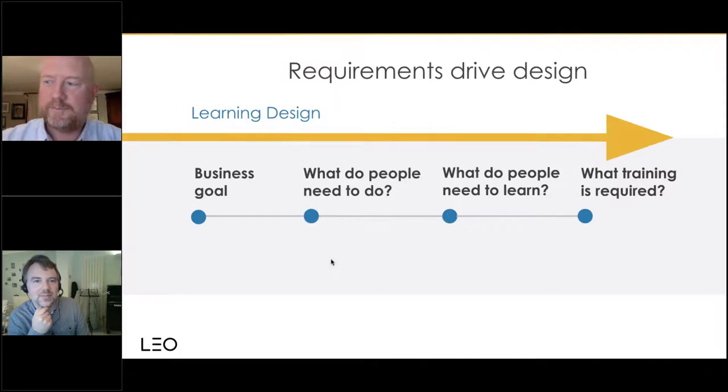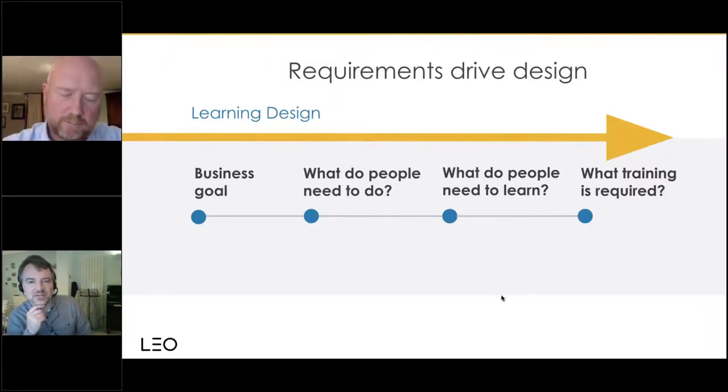Great. So I'm talking about measurement, and I'm showing you a slide about design, which says requirements drive design. But I think this is an important point to make: the design that we do, and this has been the way we work since I joined the company, is that what we create is driven by business goals. There was a big picture requirement, and we make sure as designers that we're aware of that, and we have a logical flow from this is the business goal, what is it that people need to do or need to do differently, what do they need to learn, and that's how we define what training is required.